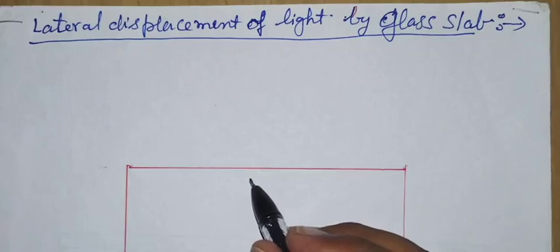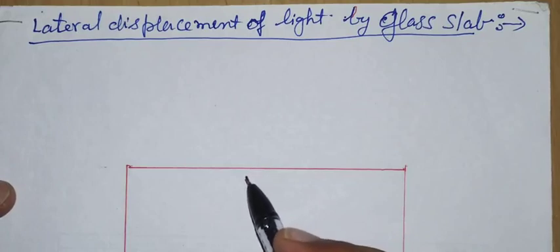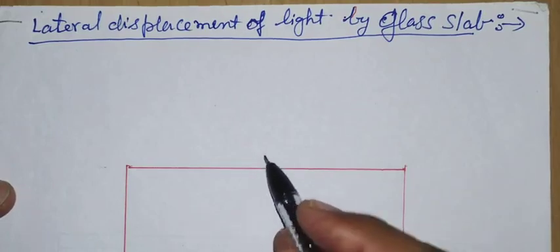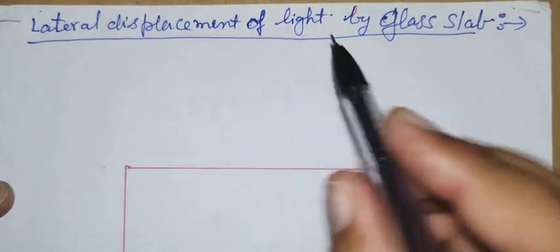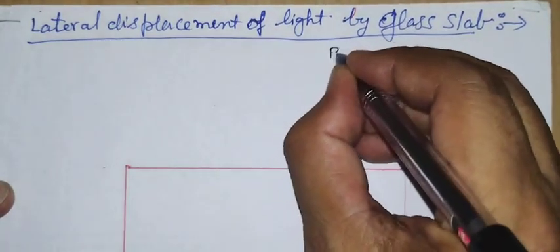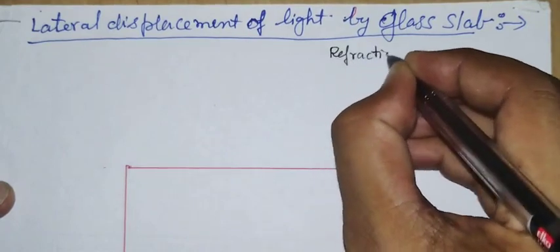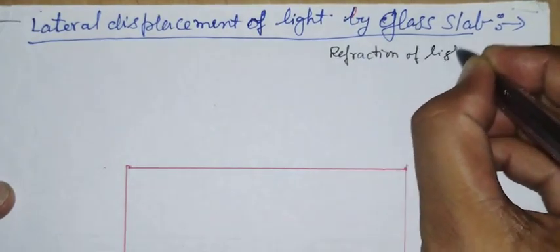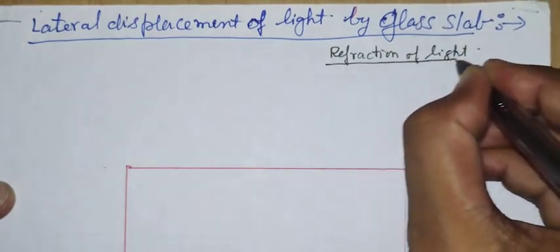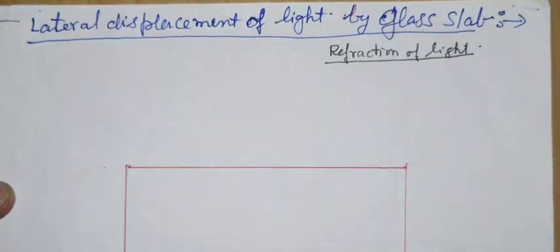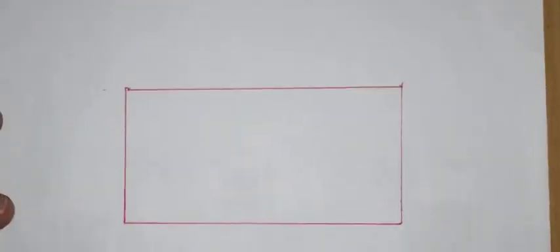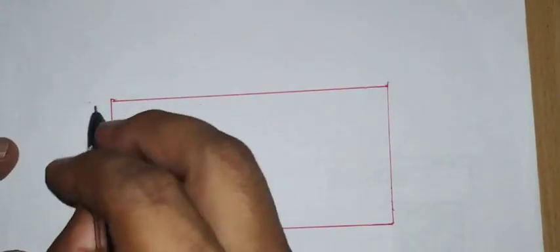Hello everyone. We are going to see an important topic, that is lateral displacement of light by glass slab. Lateral displacement phenomena occur in case of refraction of light, when a ray of light passes from one medium to a second medium, and again passes from the second medium to the first medium. Here a rectangular glass slab is made.